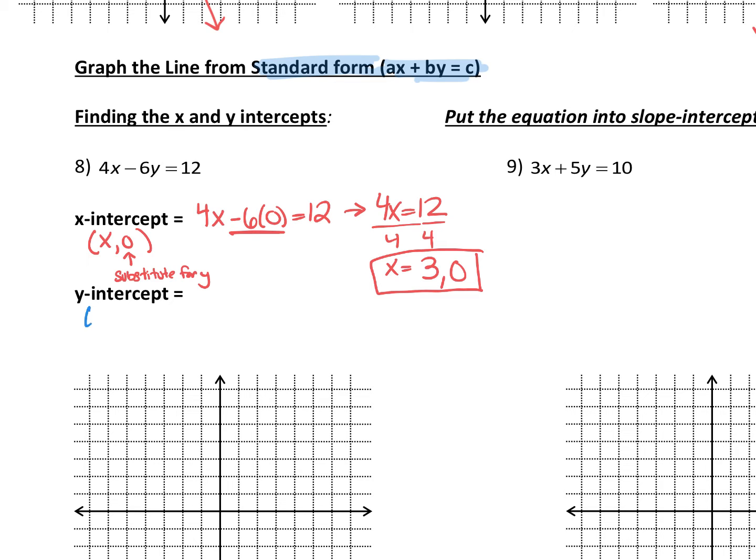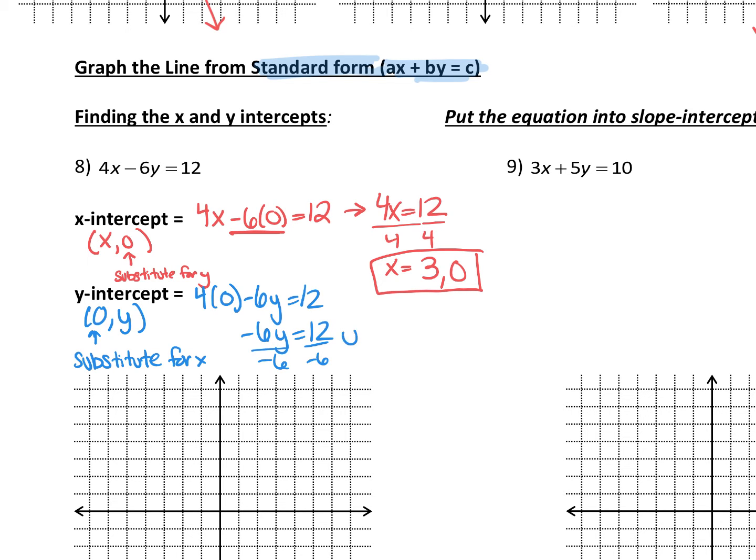Similarly for the y-intercept, remember it's 0, y. So we're going to substitute 0 for x. I'd have 4 times 0 minus 6 times y equals 12. That would give me negative 6y equals 12, and so y would equal negative 2. So my y-intercept would be 0, negative 2.